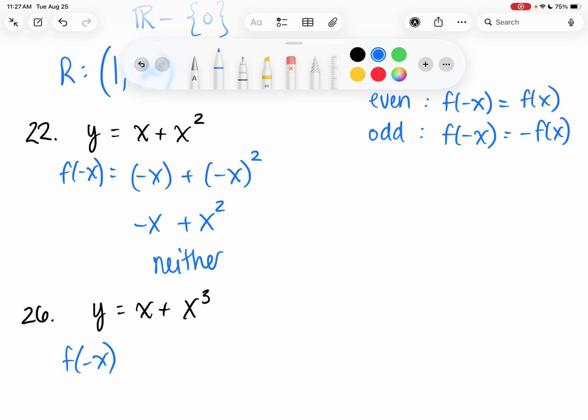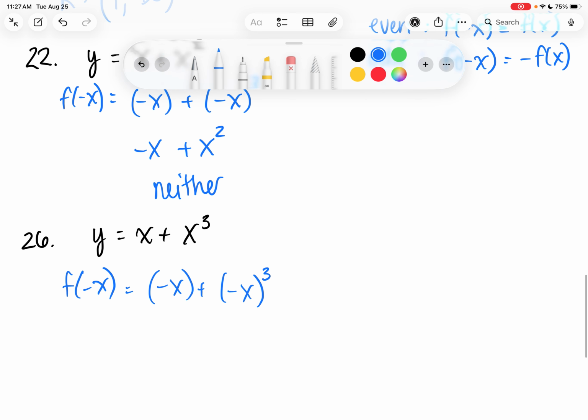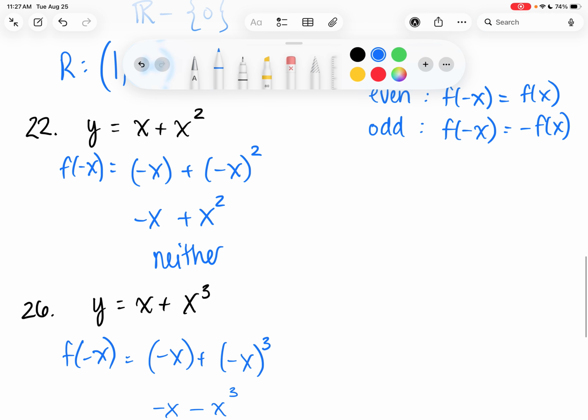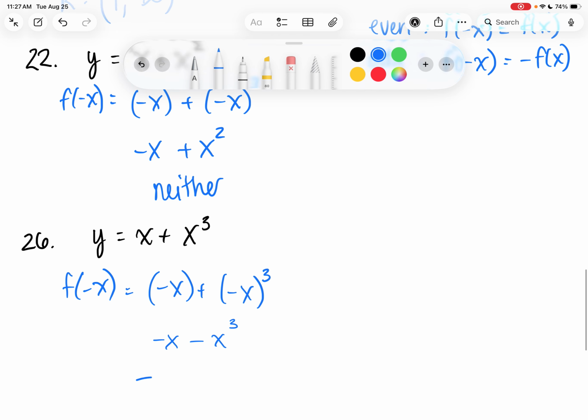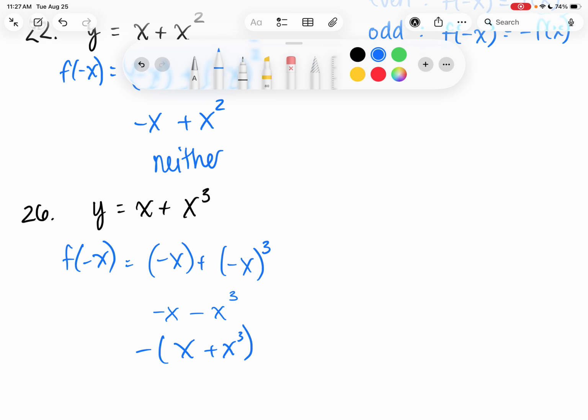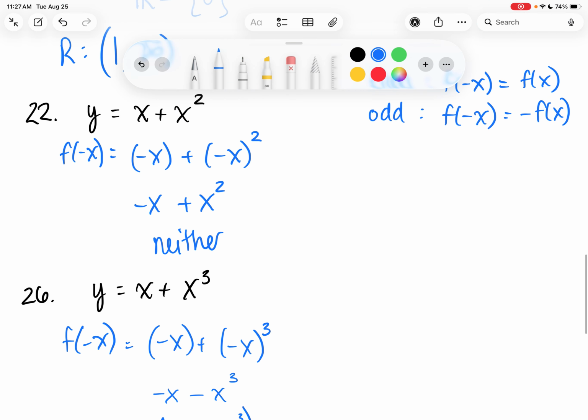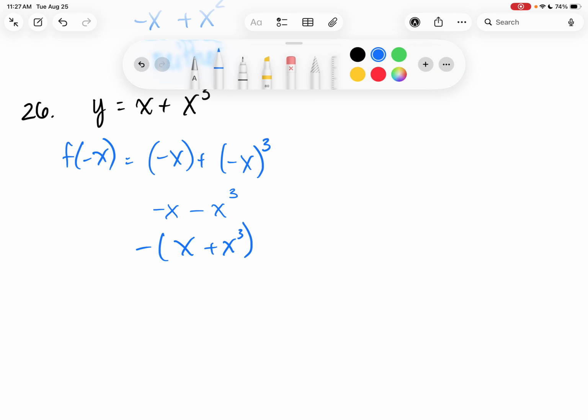So we would have negative x plus negative x cubed. That becomes negative x minus x cubed. The way we see the whole function is negative is that I could take a negative out, so it's negative parentheses x plus x cubed. It's the whole negative of the entire thing that I started with. But again, the book just wants you to look at it and decide. The previous one, hopefully it was pretty obvious that one of the terms was going to be odd and one even, so the function as a whole had to be neither.